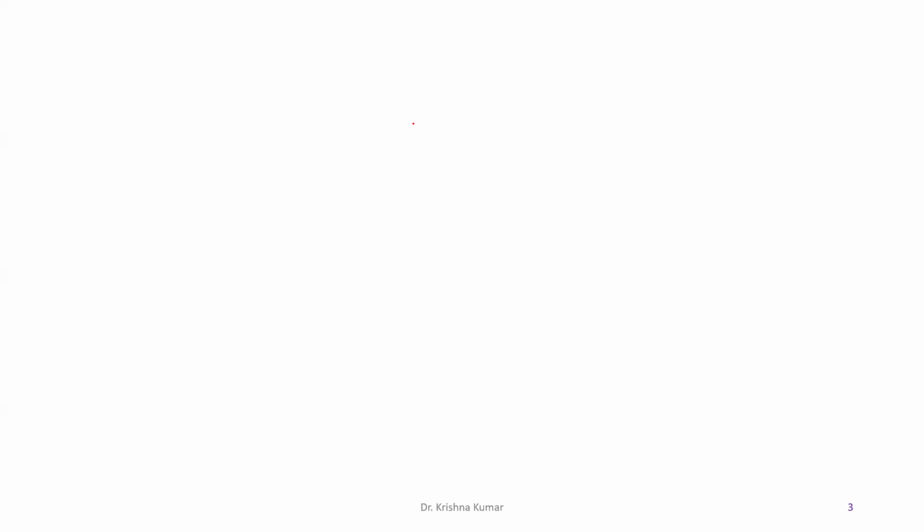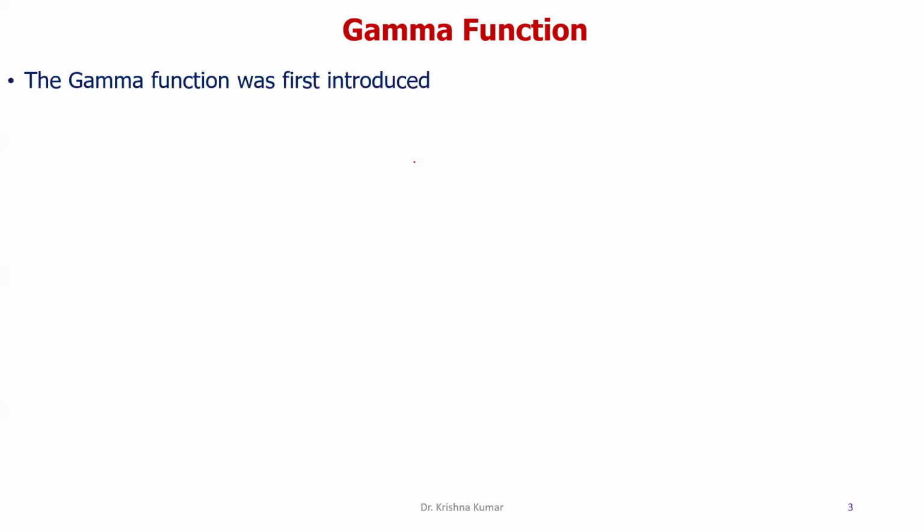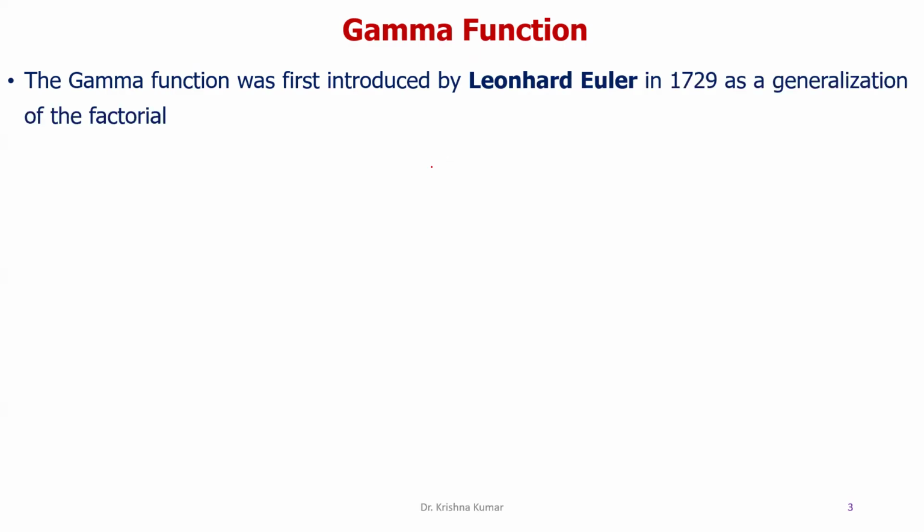In this lecture, we discuss the gamma function. The gamma function was first introduced by Leonhard Euler in 1729 as a generalization of the factorial function for non-integer values.